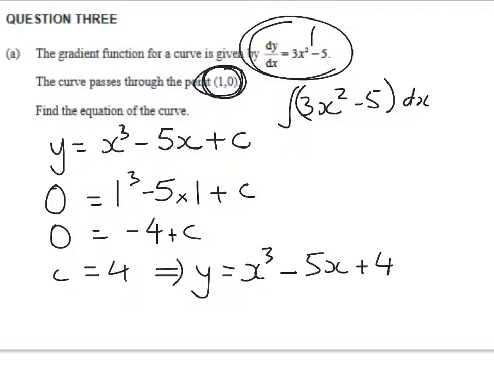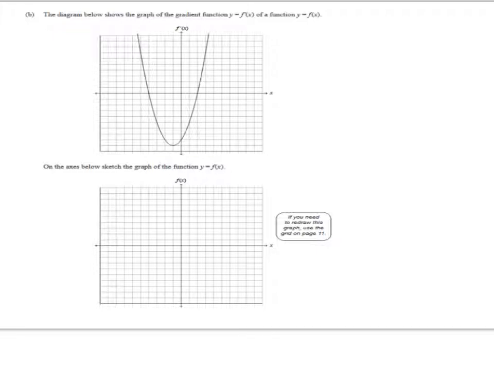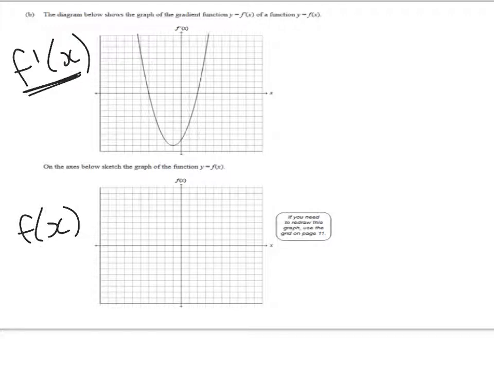Right, on to the next question. This is one of these ones where you've got to draw. This time you're given the gradient function and you've got to draw the function. Be really careful to read that carefully. I've seen quite a few students in the last couple of years go the wrong way around and differentiate. So we need to anti-differentiate.